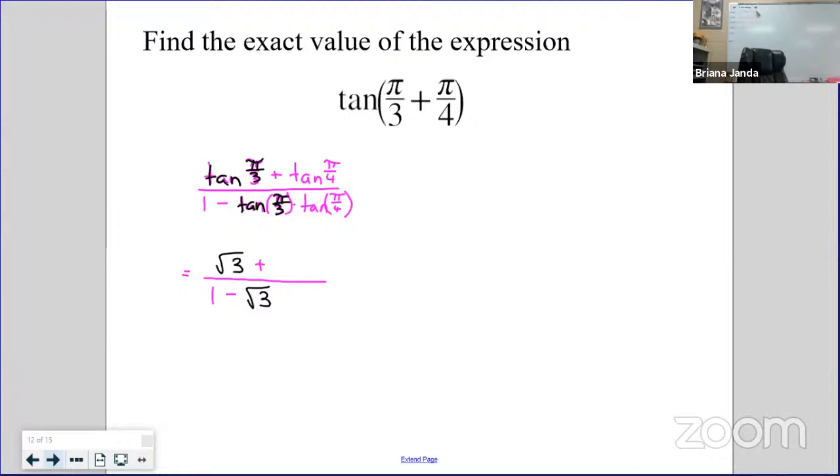Similarly, we have to find tangent of pi over 4. And it's in 2 spots. And once I know it, I put it in both of those spots, right? What is tangent of pi over 4? 1.